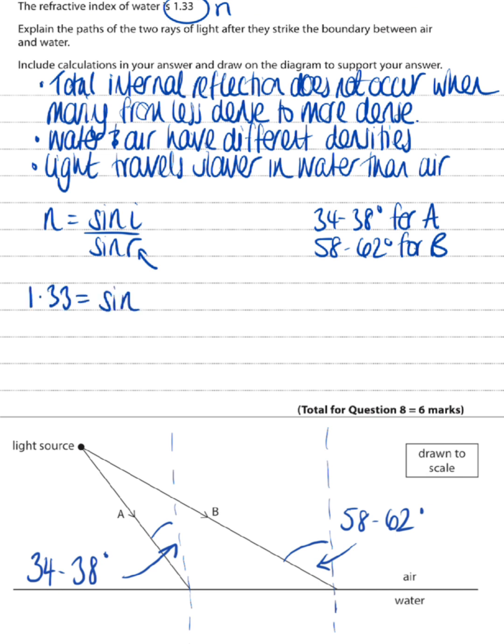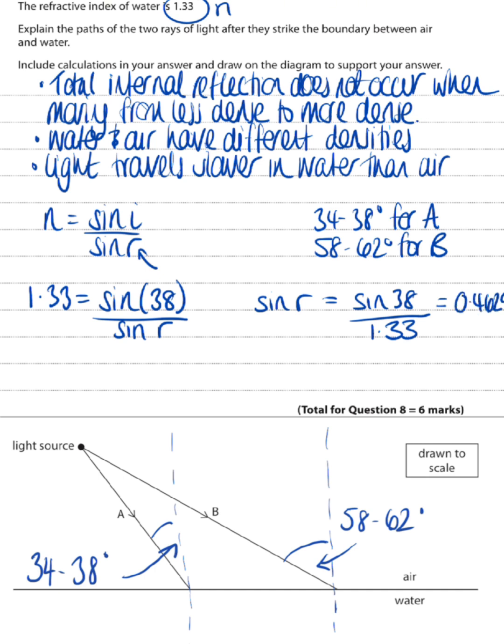So we know that 1.33 is equal to sine of 38 divided by the sine of the angle of refraction. If we rearrange that, we have the sine of the angle of refraction is equal to sine 38 divided by 1.33. Now that gives us a value of 0.4629. So we now want to find r. To find r is the inverse sine of that 0.4629. And when we do that, we find that r has a value of 27.57, which is approximately 28 degrees. So we've now done the calculation.